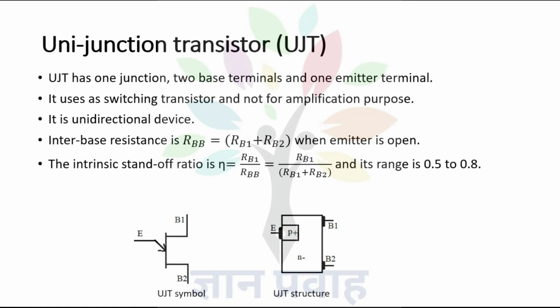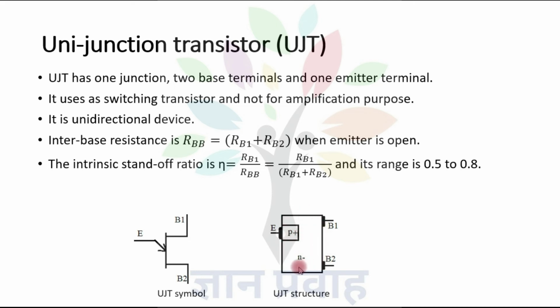Unijunction transistor or UJT. So UJT has one junction, that's why it is called unijunction. And in UJT we have two base terminals and one emitter terminal. The structure of UJT is given here.